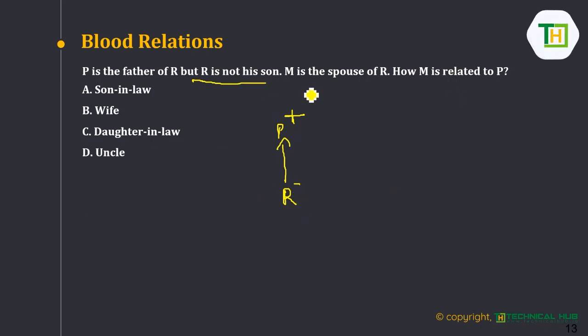Yes. So M is the spouse of R. M is the spouse of R means R's husband is M. So this is the wife and husband relation. How is M related to P? Son-in-law, meaning daughter's husband. So daughter's husband means son-in-law is the answer. Good, very good. Move on to the next one.